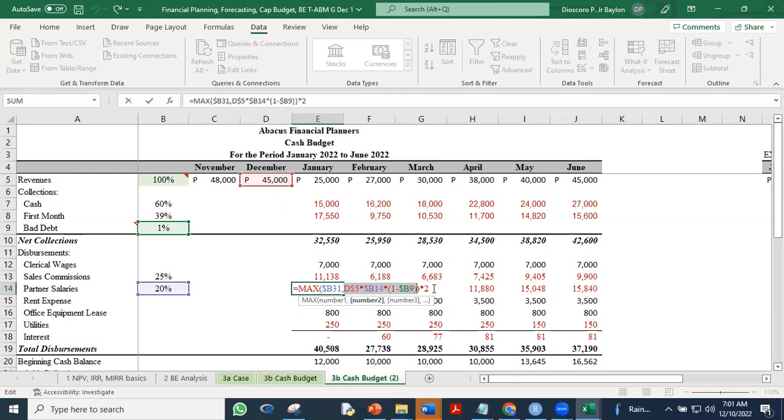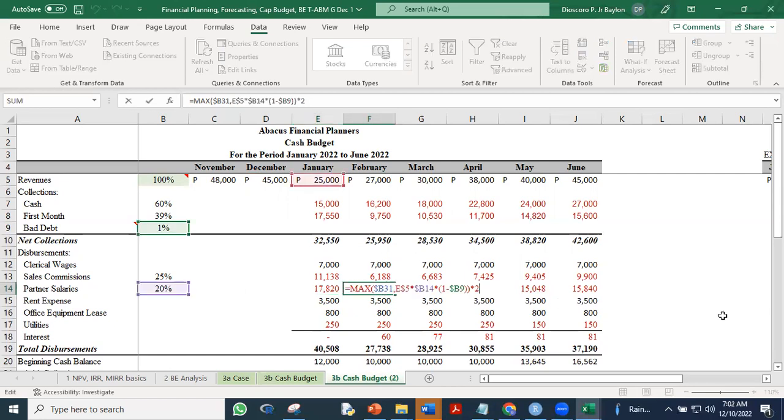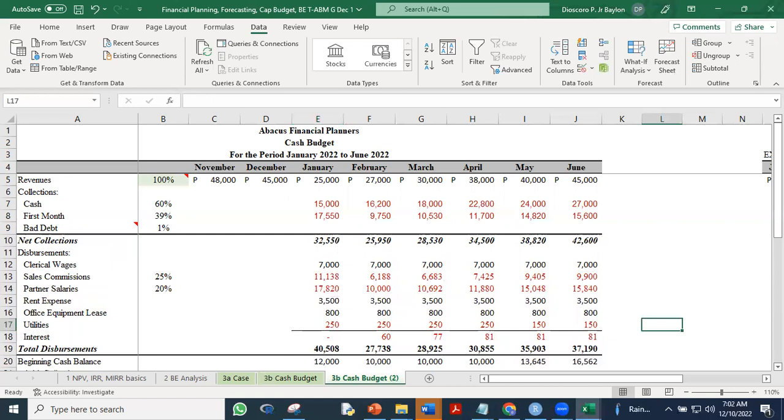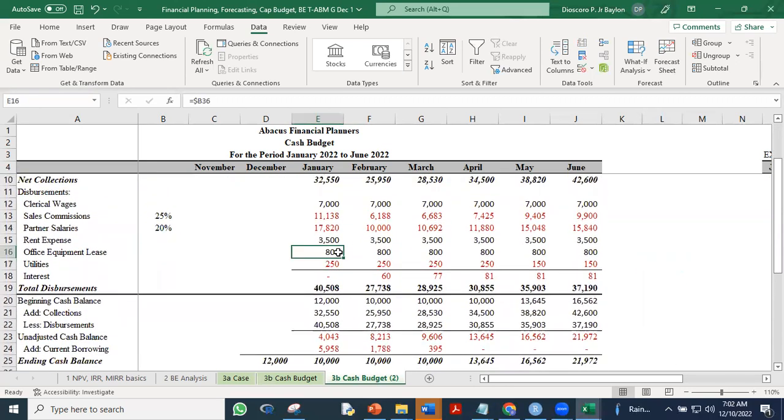That's why here in January you have 17,000. And the same thing for all the other months. This is how you do some modeling in Excel. All right, then the equipment list, we just get it from the list below, 800.